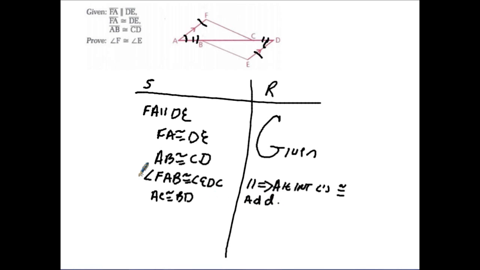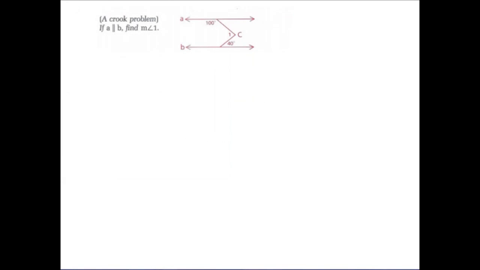Now, I have my three pieces of congruency. It matches up for triangles congruent. Triangle FAC is congruent to triangle EDB by side angle side. Therefore, angle F is congruent to angle E by CPCTC. Hopefully we got that. And here's our last problem for the section.